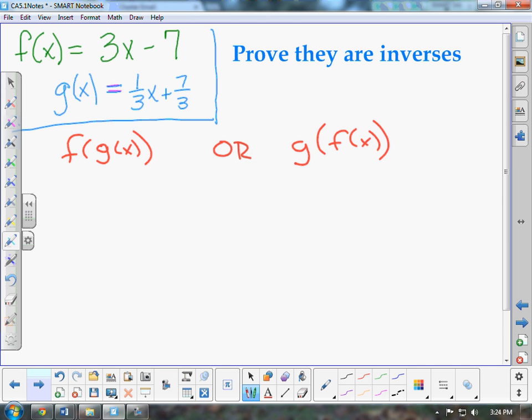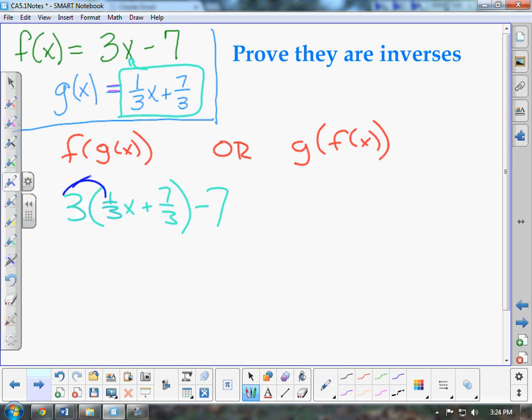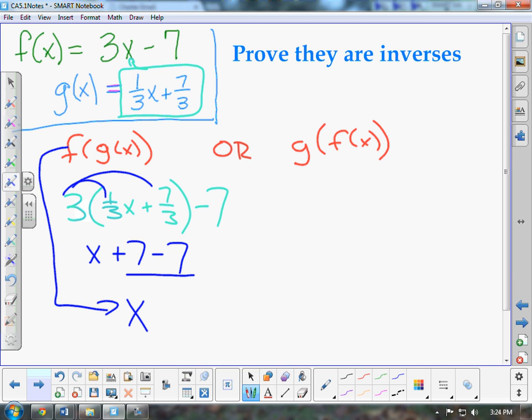We here today are going to do both of them just so that you see it doesn't matter which route you take. So if we're going to take f composition g of x, we're taking that g function and substituting it into the f function for the variable, and you would get 3 times 1/3 x plus 7/3, and then minus 7. Distributing the 3 to both of these terms would get you x plus 7 minus 7. And simplifying, plus 7 minus 7 is just x. And so because f composition g of x is x, these two functions are inverses of each other.